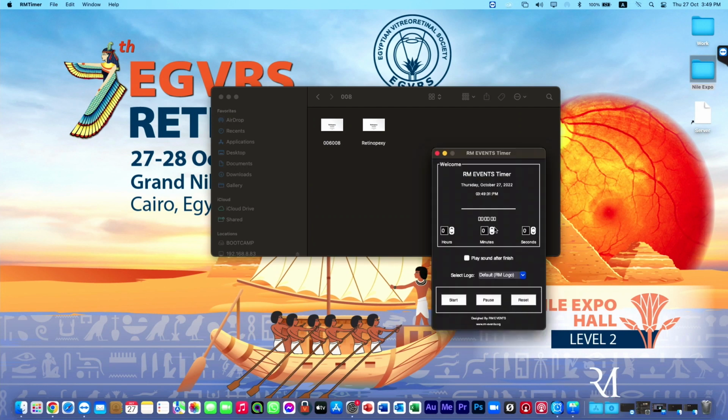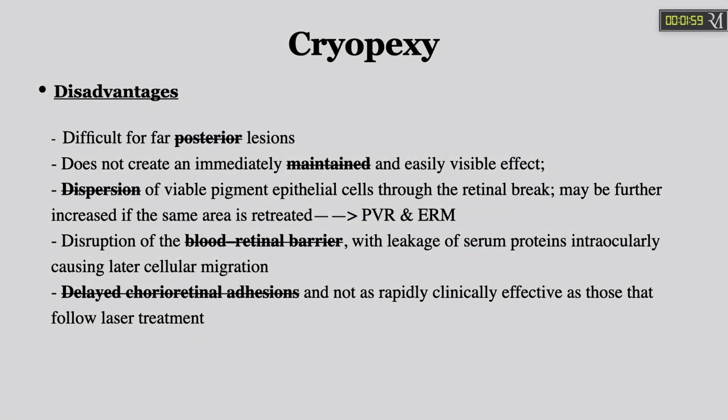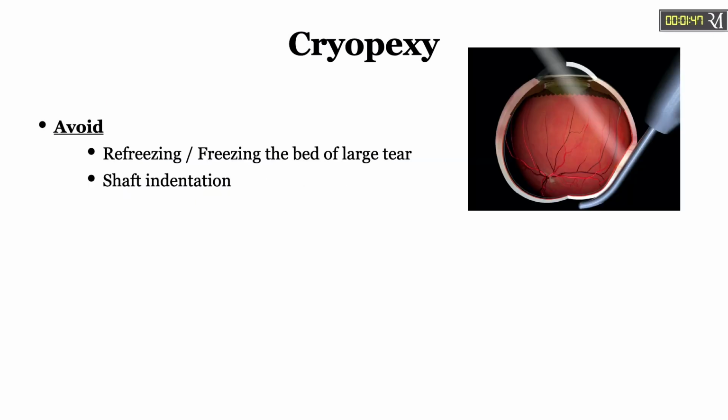Also, recurrent freezing and the freezing of the bed of a large tear may induce pigment dispersion syndrome, leading to a hazardous PVR and ERM formation. It also disrupts the blood-retinal barrier, which will cause cellular migration and as well PVR. And finally, there is delayed choroidal adhesion compared to the laser application. These two things you have to avoid: the refreezing and the freezing of the bed of the large tear.